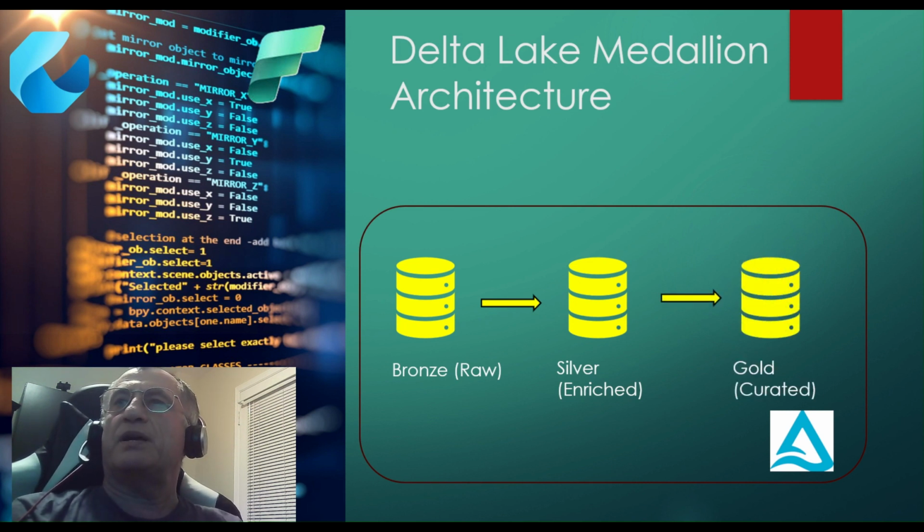The final layer in this architecture is called gold, which is the data that's ready for consumption. You can also call it curated.